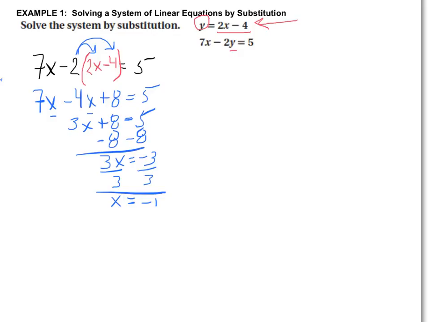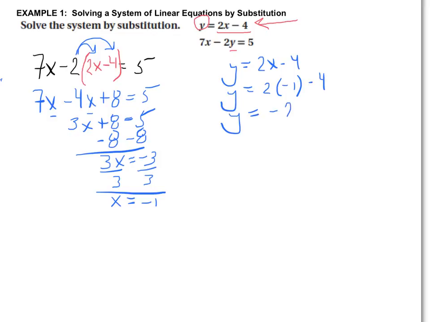So what I have to do is go back and find the y. Now I can go back up top and pick either equation. I'm going to go with the first equation. We just worked on the second equation, so I go back to the first. We're going to take y equals 2x minus 4, and now I'm going to plug in what x equals, which we just determined was negative 1, and now I only have y's to solve for.